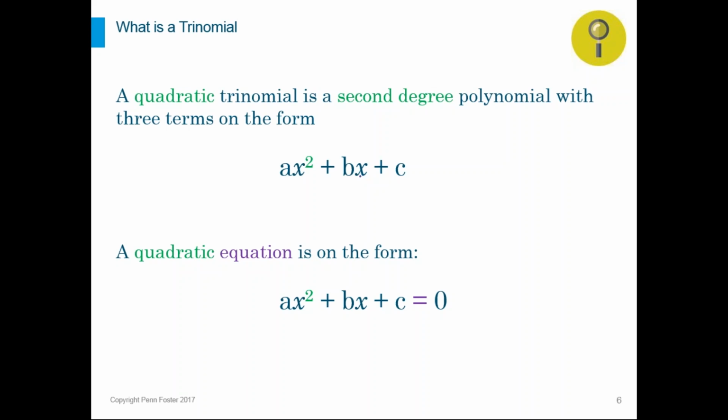Now, a quadratic trinomial is a second degree trinomial, because the highest degree in this polynomial is 2. We will look at how to factor this trinomial. Also, a quadratic equation is just a trinomial with an equal to 0 added to it. So this makes it an equation, but it's the same thing as a quadratic trinomial. It's just in the form of an equation.